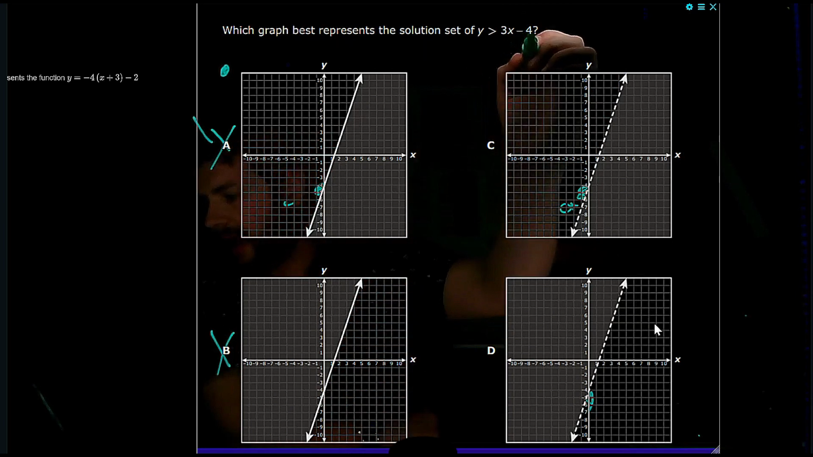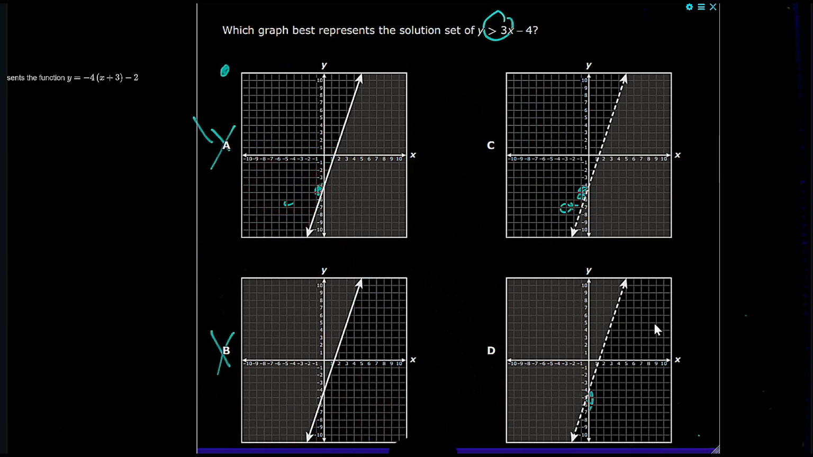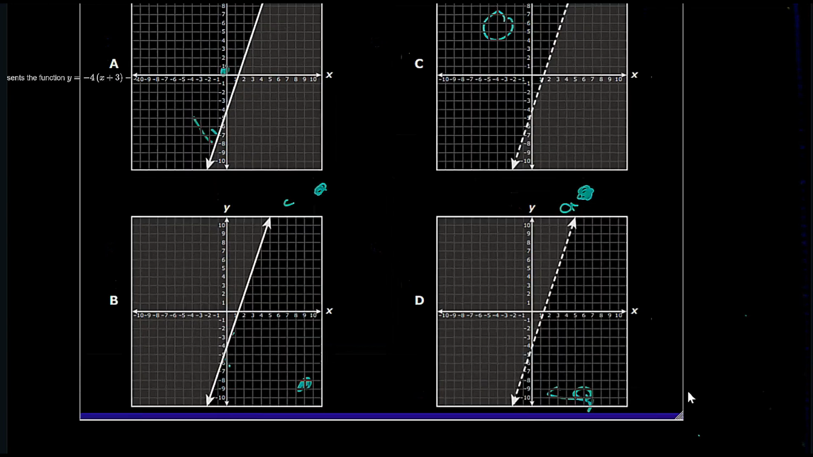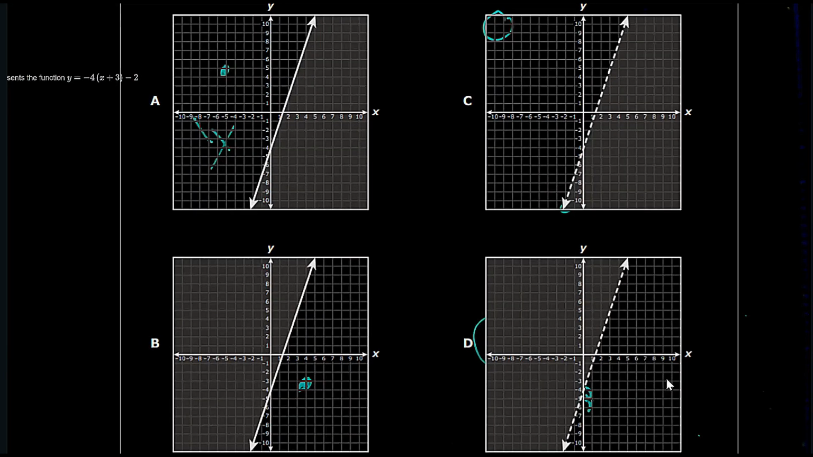The only thing I'm going to get out of this last little piece comes from the inequality. It does say shade above, so my final answer is going to be D. It is showing me a shade above the line. Y is bigger than 3x minus 4. Let's take a quick look here and see if we can get some more information about some of these.